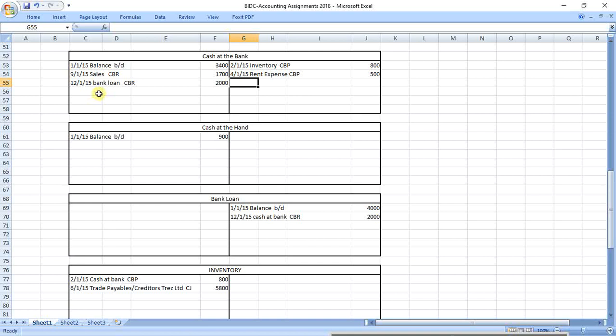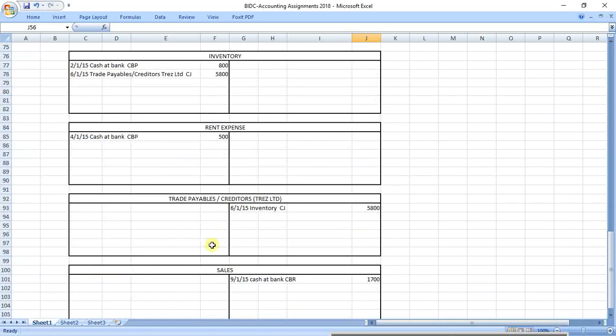The 14th. Yeah. 14th of the 1st. Drawings would have been a payment, yes. Okay, so this would have been drawings, CBP, because we're just paying the owner. How much did he draw? I would use 700.